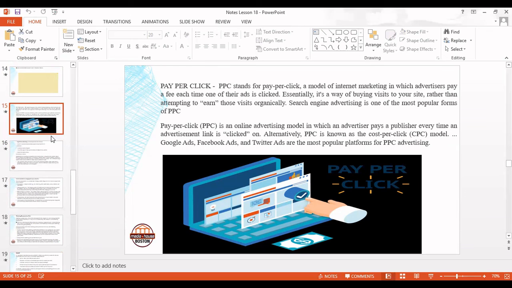So in summary, PPC is an online advertising model in which an advertiser pays a publisher every time an advertisement is clicked. Alternatively, PPC is also known as cost per click, meaning whenever someone clicks, you're charged. You have Google ads, we have Facebook ads, we have Twitter ads. These are the most popular platforms of PPC advertising.